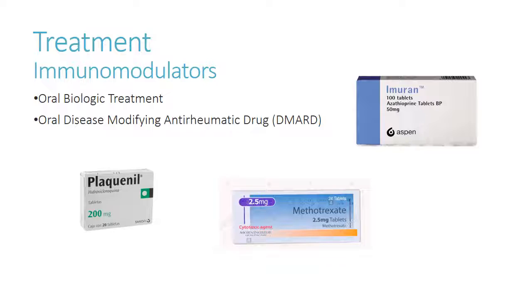Immunomodulators are a type of oral DMARD with the capability of modulating the immune system to decrease the inflammatory response. Oral immunomodulators include Imuran, methotrexate, Plaquenil, azathioprine. So a DMARD is a disease-modifying antirheumatic drug. And all of these medications are considered oral treatments.